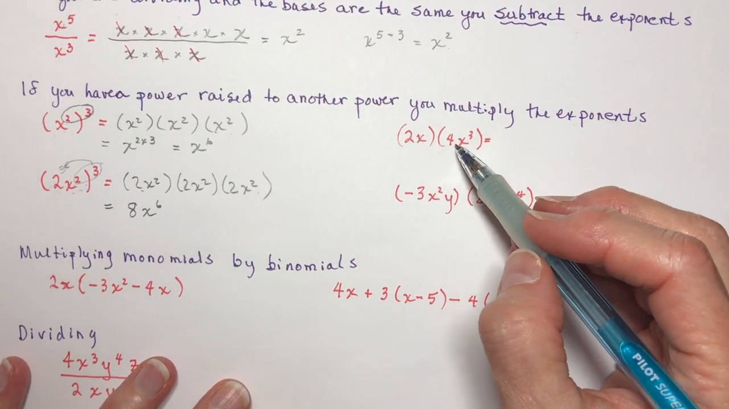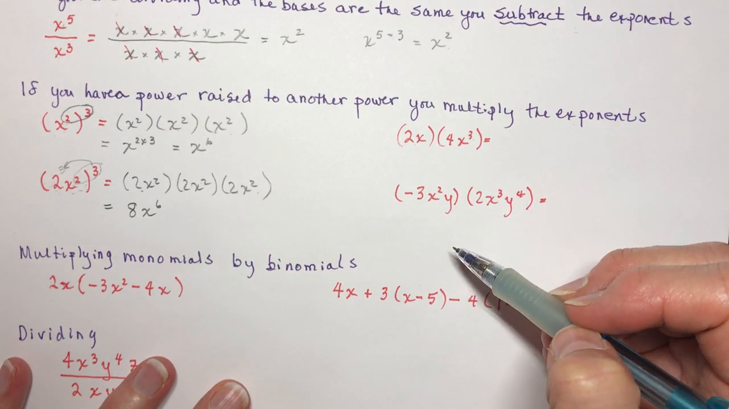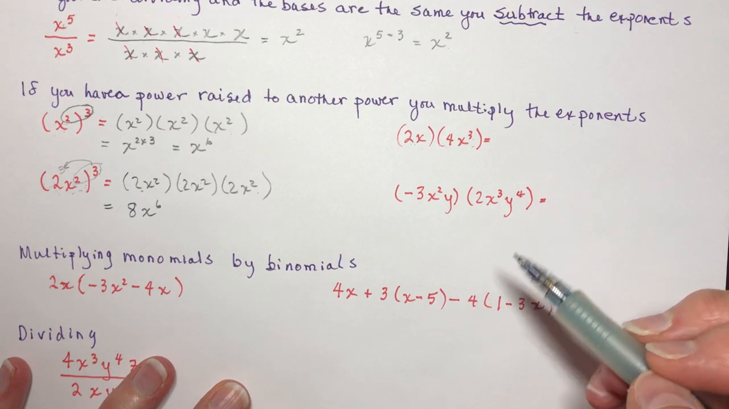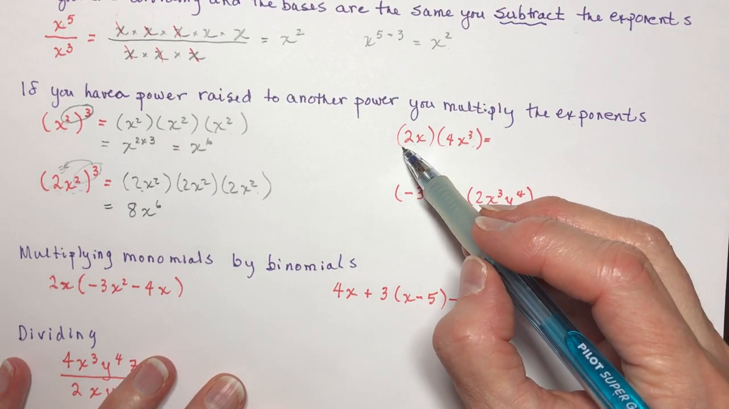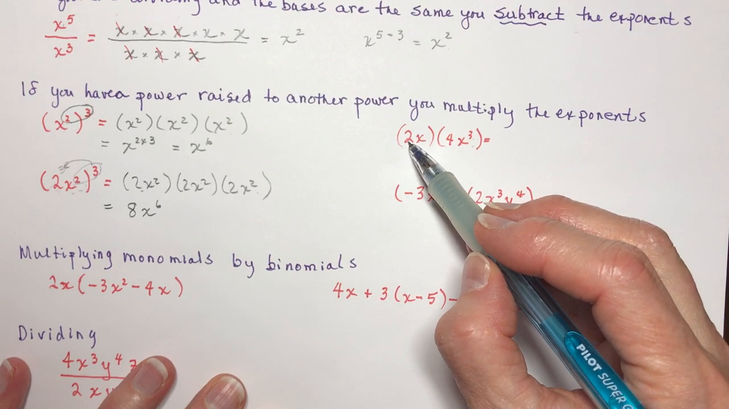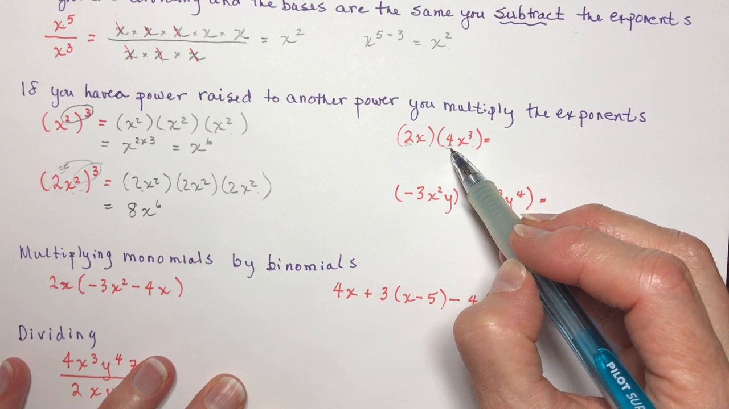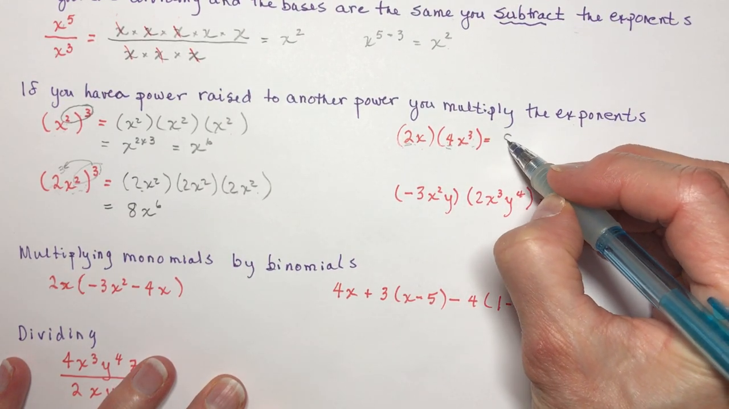Okay, so this question here, you have 2x times 4x cubed. When you're multiplying two little monomials together, the first thing you want to do is multiply the constants. The constants are also the coefficients of the variables. So this is a constant, this is a constant. So I have 2 times 4 gives me 8.